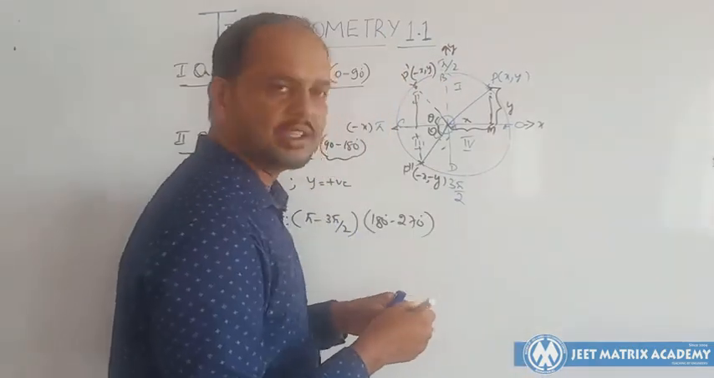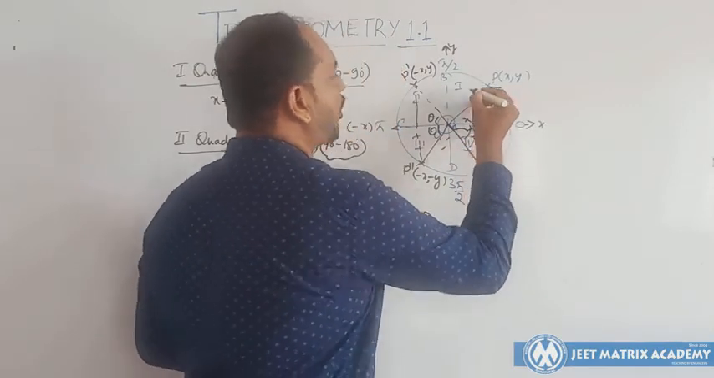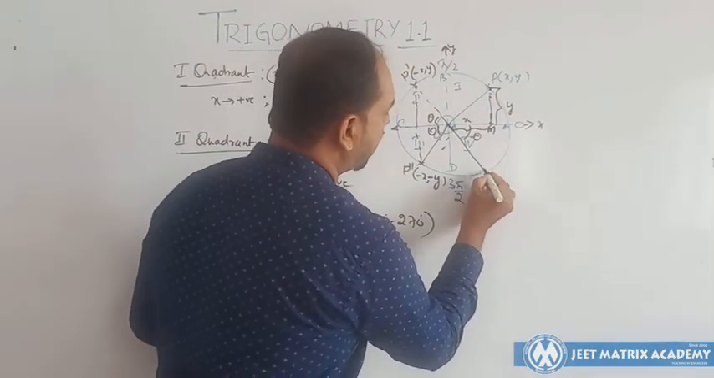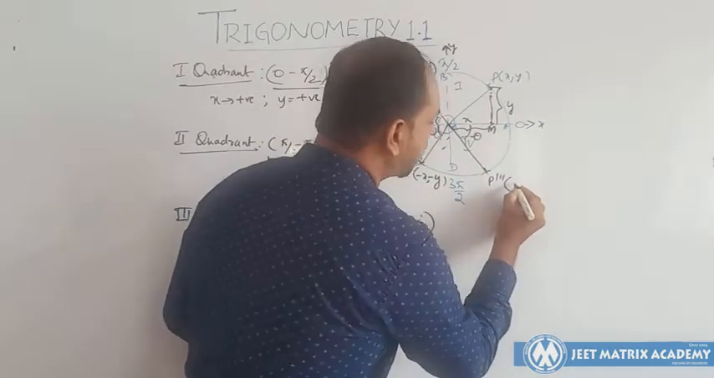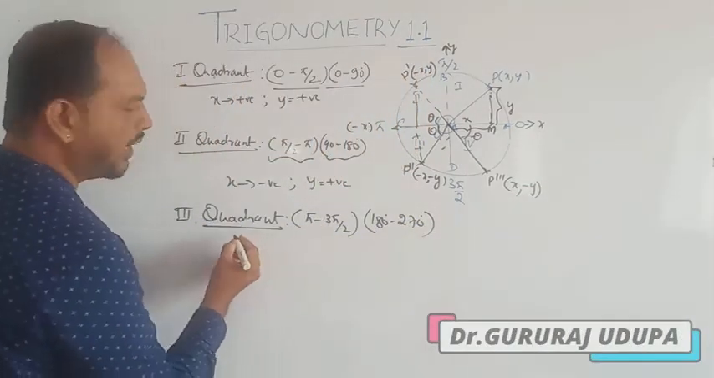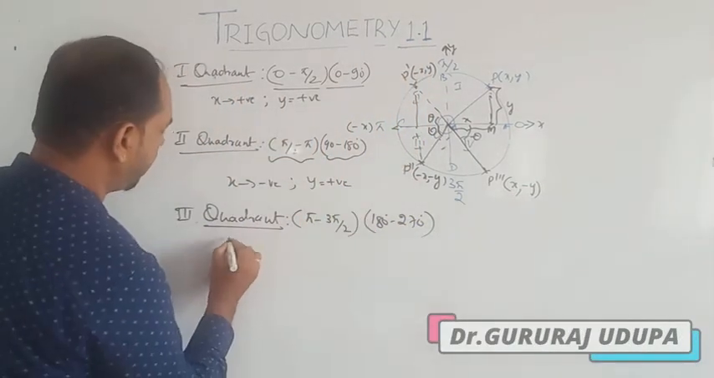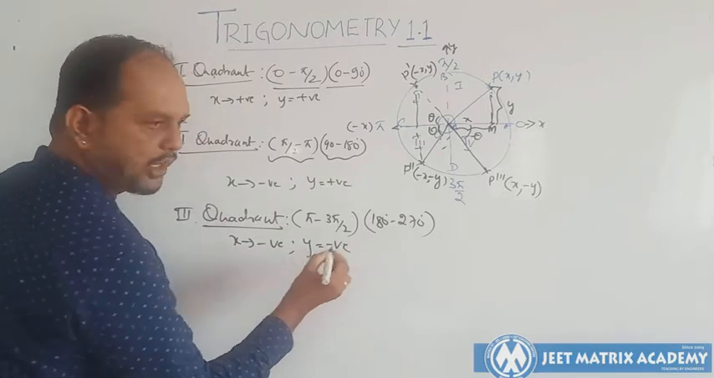The last one is a negative theta. This is a positive theta, and this is a negative theta. This P triple dash is always lying with x positive and y negative. So in the third quadrant, x is negative and y is negative.